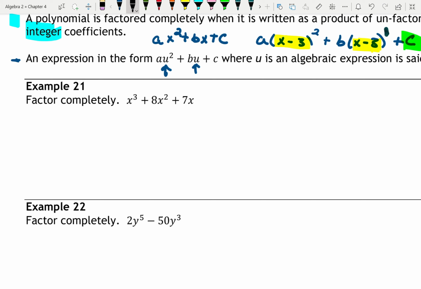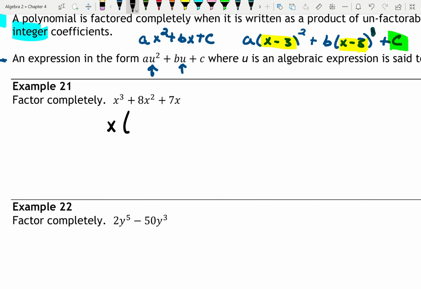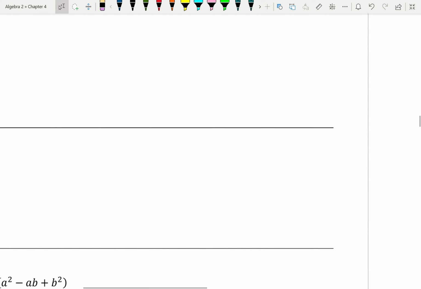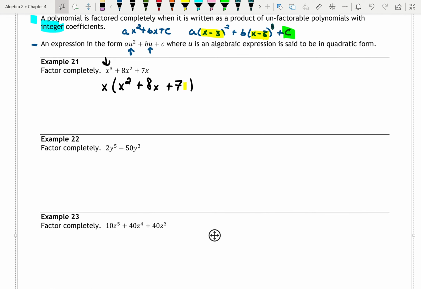All three of these spots here have an x, so I'm going to pull an x out front. And in some real sense, I'm dividing an x out, right? So I divide it out of the cubic term, and I get x squared, and then I have plus 8x, and then lastly, I have just a plain old 7. And then I want to look for how I could factor this quadratic there.